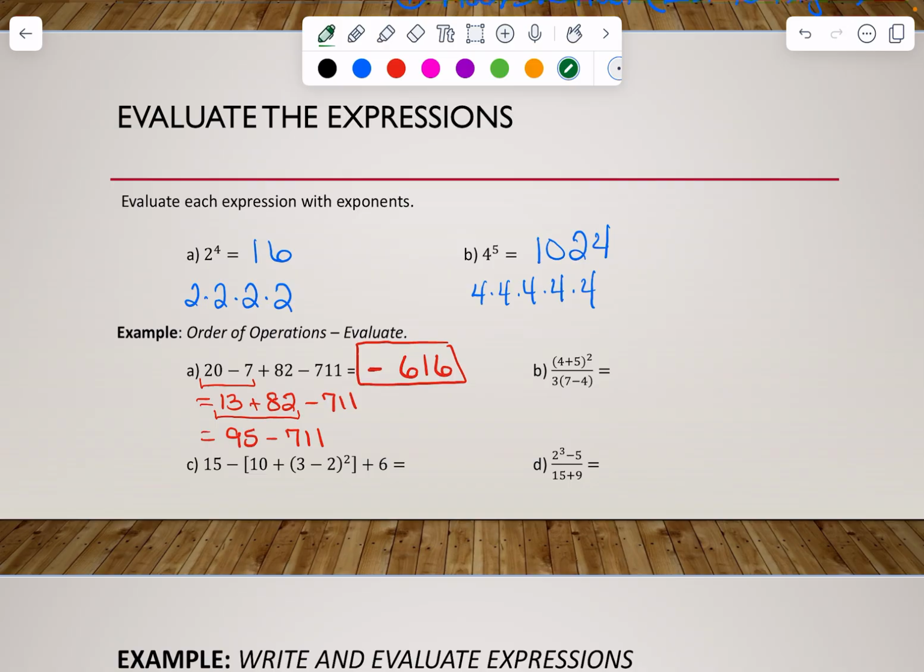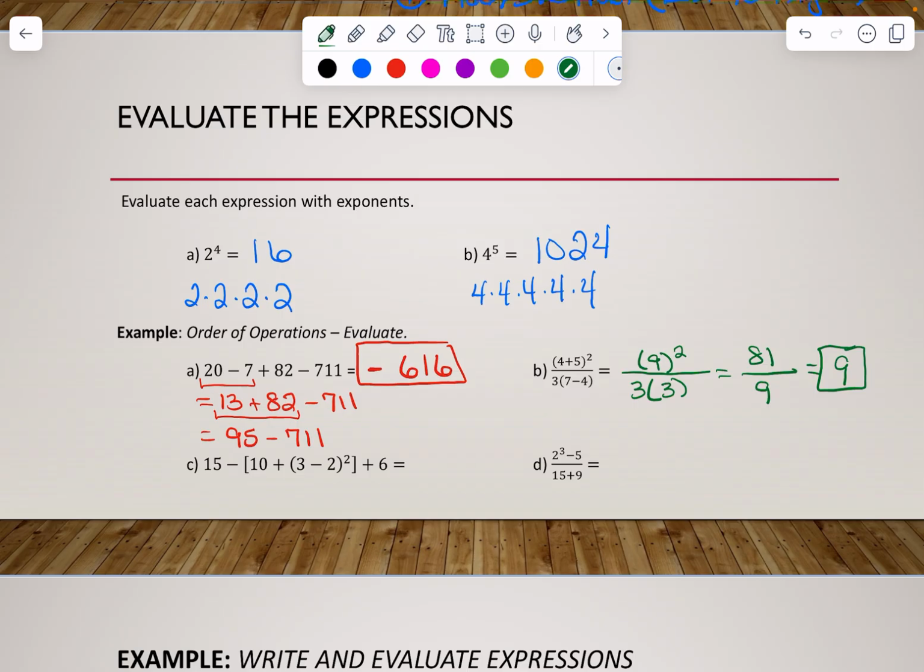Now, if you notice on this one, we have some grouping symbols. So that means we're going to do all of the top, all of the bottom, so all of the numerator, all of the denominator, and then do the division part. So I'm going to start off 4 plus 5. That's going to get me 9. 9 squared, that's 81. Then I'm going to go 7 minus 4 is 3. 3 times 3 is 9. And now I divide 81 divided by 9, gives me an answer of 9. Okay, let's try the next one.